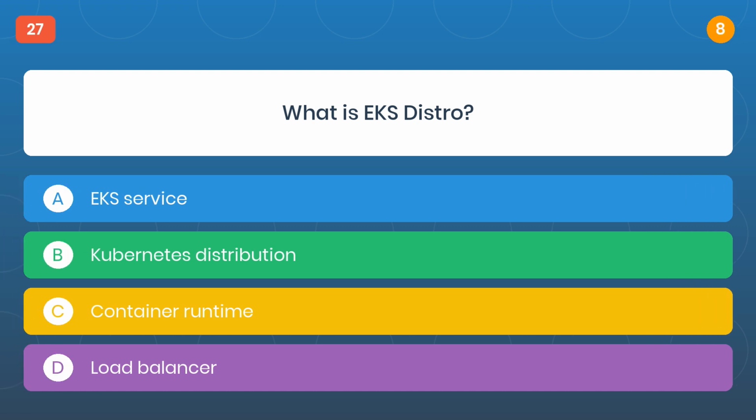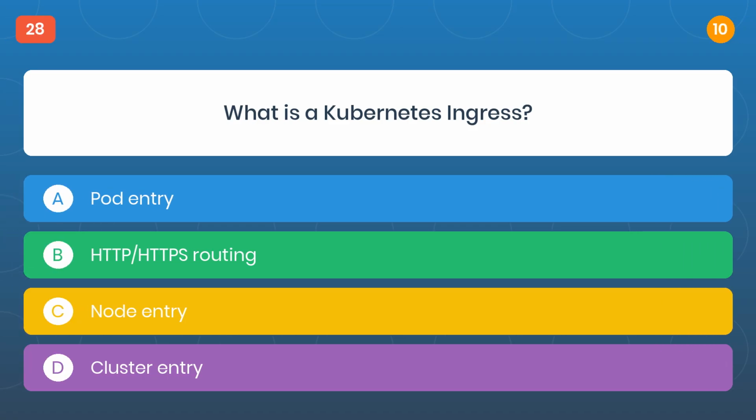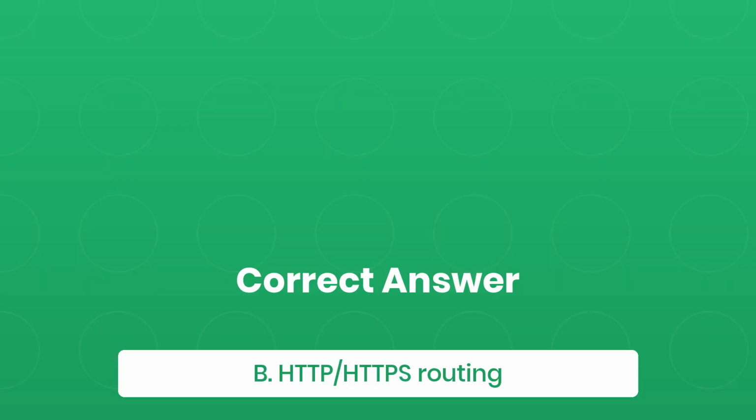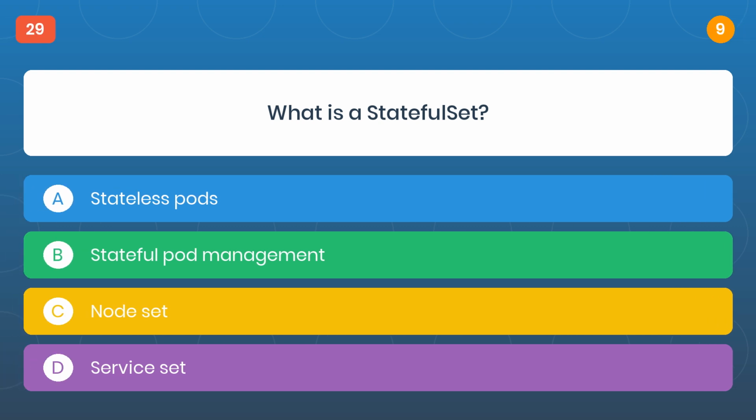Question 27. What is EKS Distro? The correct answer is B, Kubernetes distribution. Question 28. What is a Kubernetes ingress? The correct answer is B, HTTP/HTTPS routing.